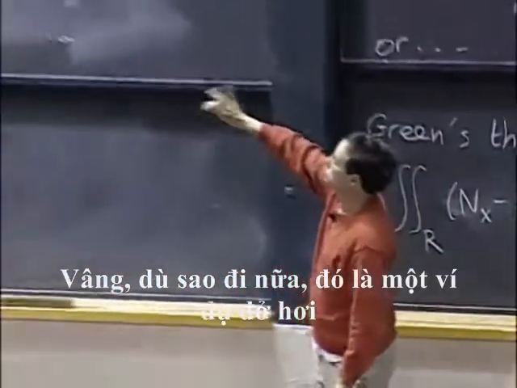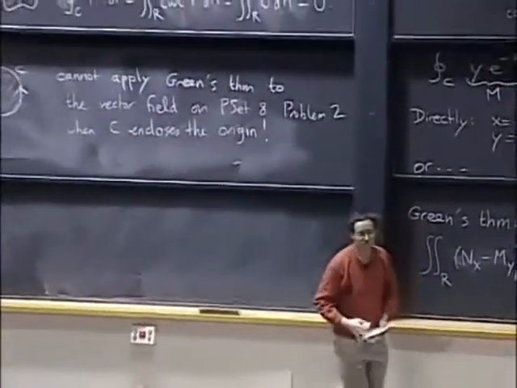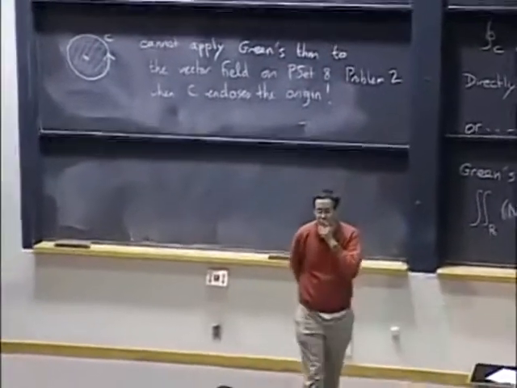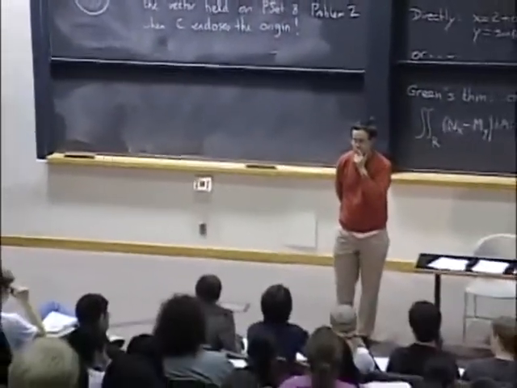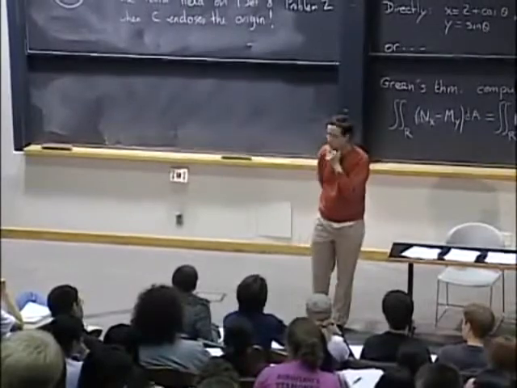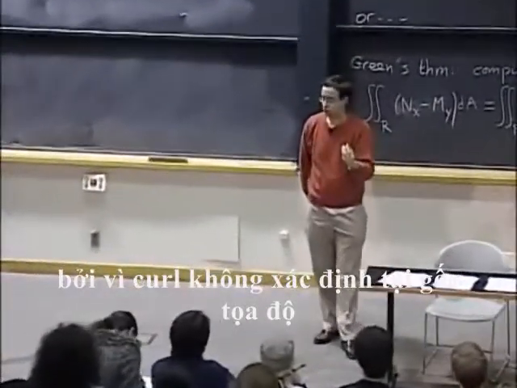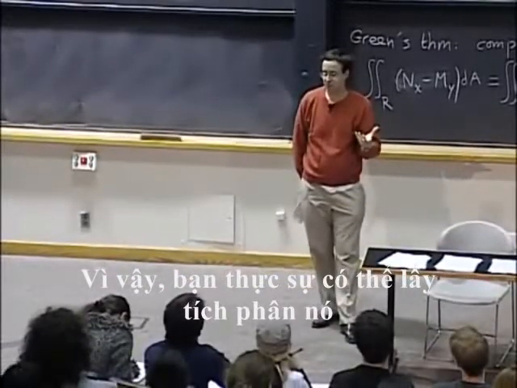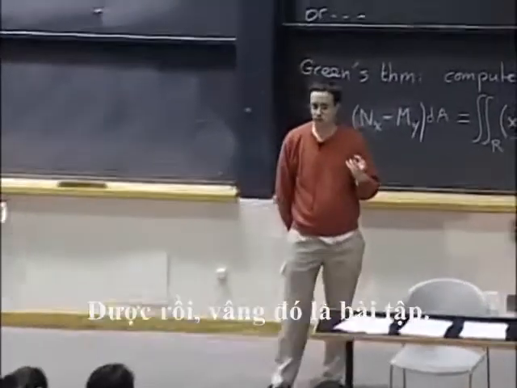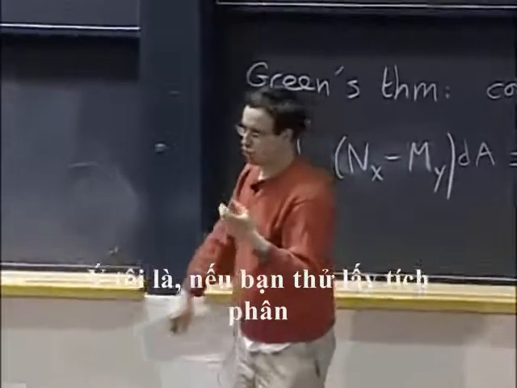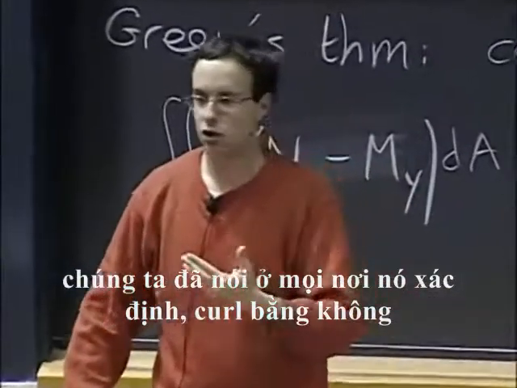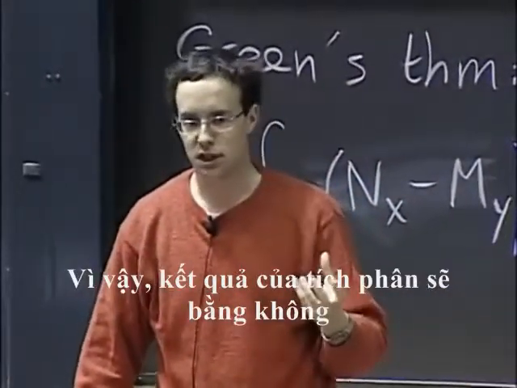Anyway, that's a slightly pathological example. Well, we wouldn't be able to, because the curl is not defined at the origin. So you can't actually integrate it. Okay, so that's the problem. If you try to integrate, we've said everywhere where it's defined, the curl is 0. So what you would be integrating would be 0.